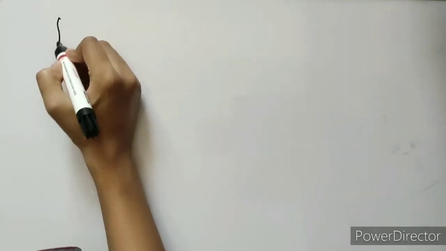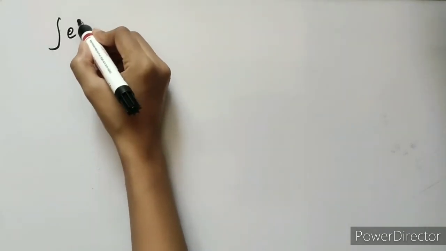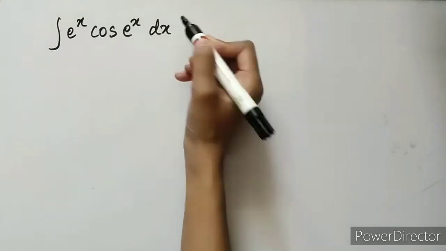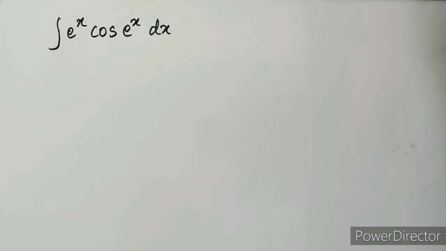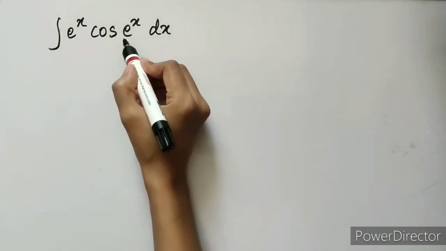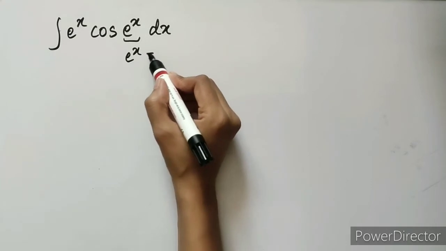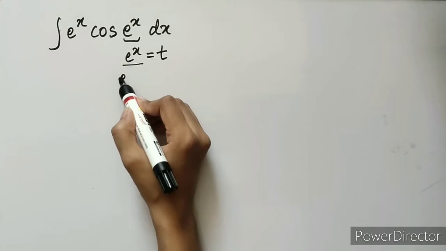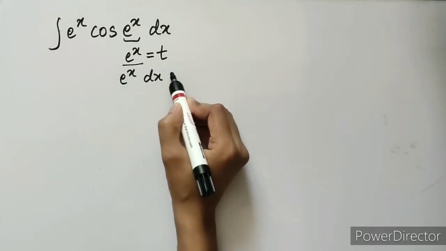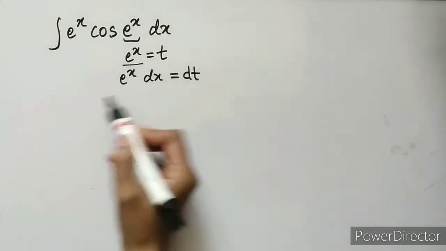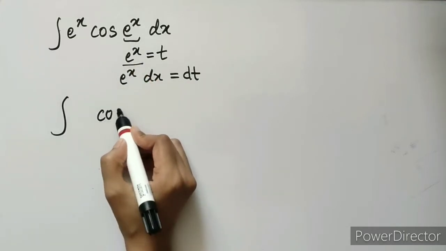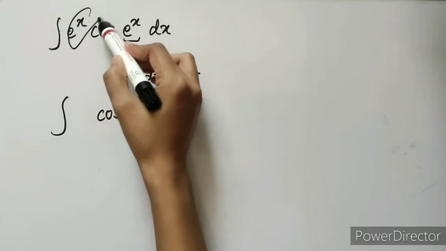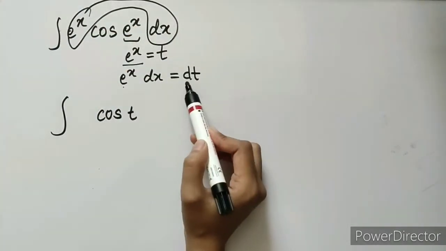We will start from a very simple example which is done by substitution. Here you have to integrate e to the power x cos e to the power x dx. This is a simple integral which you have to do by substitution. You have to substitute e to the power x is equal to t. Then differentiate it. It will be e to the power x dx is equal to dt. Now cos e to the power x will be cos t, and e to the power x dx is equal to dt.